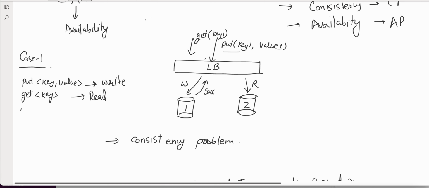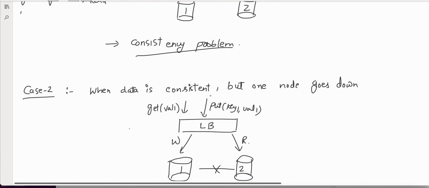Now at the same time, or maybe a couple of seconds later, you do a get query, and maybe it goes to node 2. Then there'll be no data at node 2 because you have written to node 1, right? So there is definitely a consistency problem. You have already written the data, but when you try to fetch it, because it is going to a different node in a distributed environment, you are not able to find the data, which is basically a consistency problem.